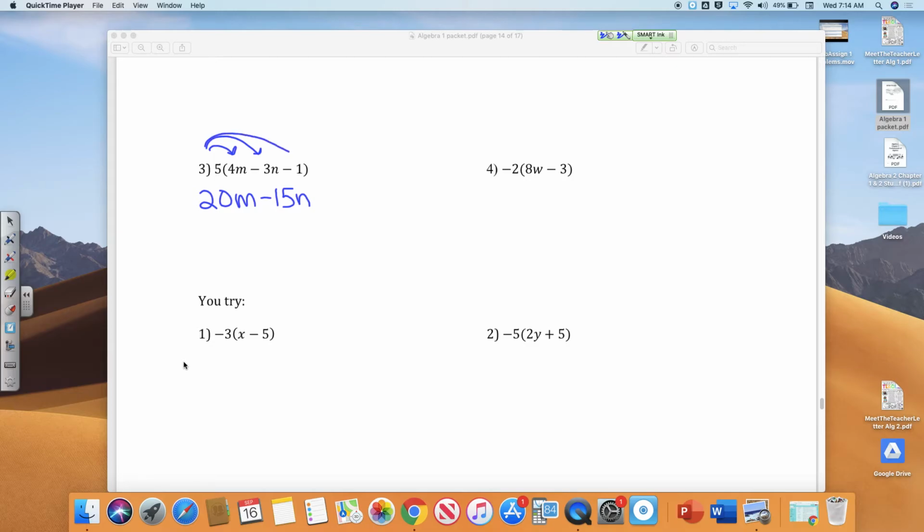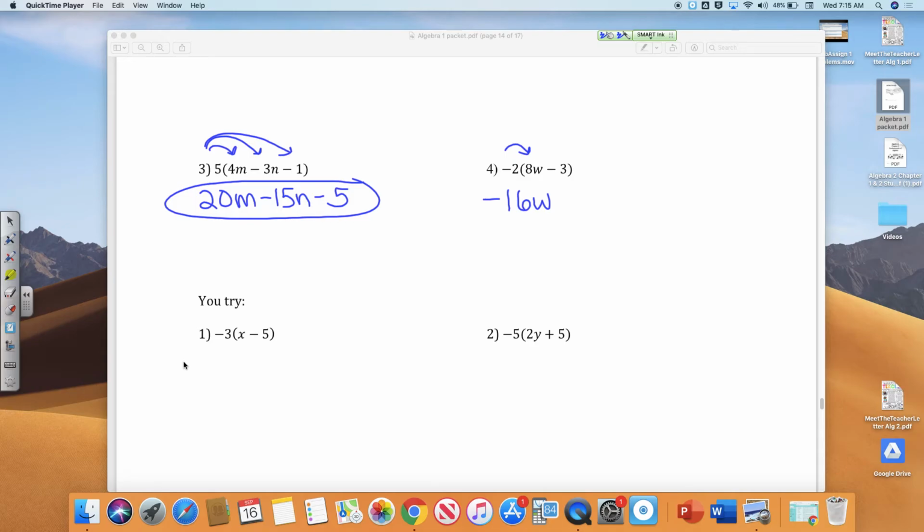And then the last one, think of it as either 5 times negative 1, which is negative 5, or you can think of it as 5 times 1, which is 5, held together by a minus sign. So that will be your final answer here, 20n minus 15n minus 5, and that's all you can do because these are not all like terms, so that's it. And then number 4, negative 2 times 8w. That's going to be a negative 16w.